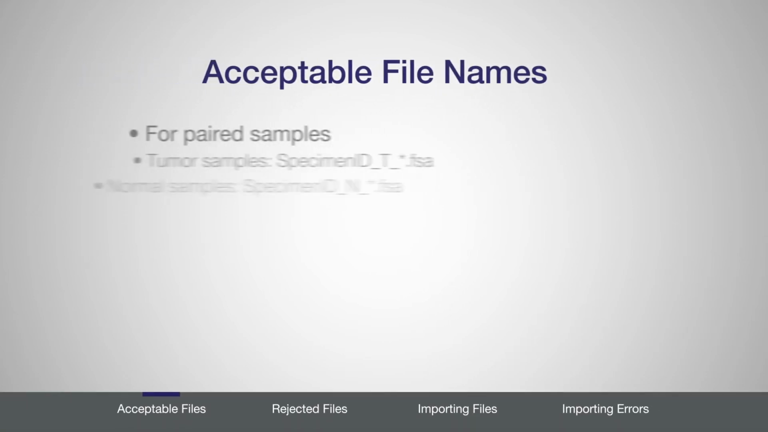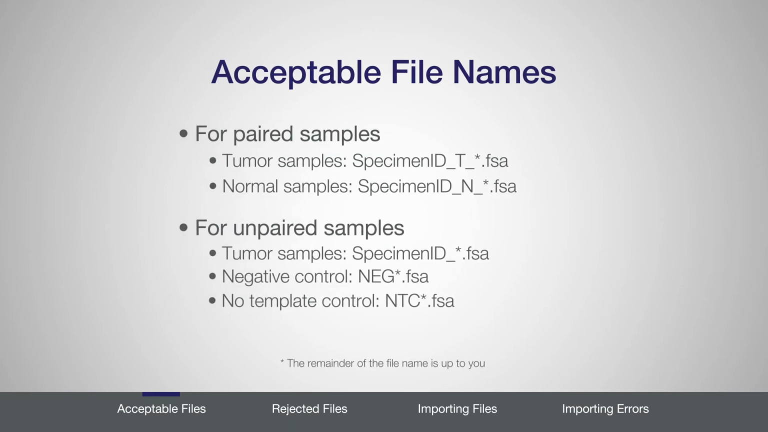For paired tumor normal samples, tumor sample file names must begin with your specimen ID_T_. The rest of the file name is up to you. Normal sample file names must begin with your specimen ID_N_. Again, the remainder of the file name is up to you.